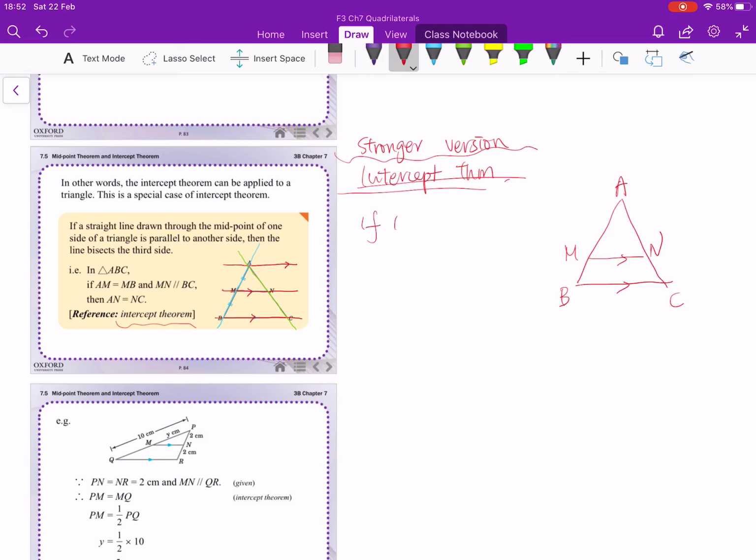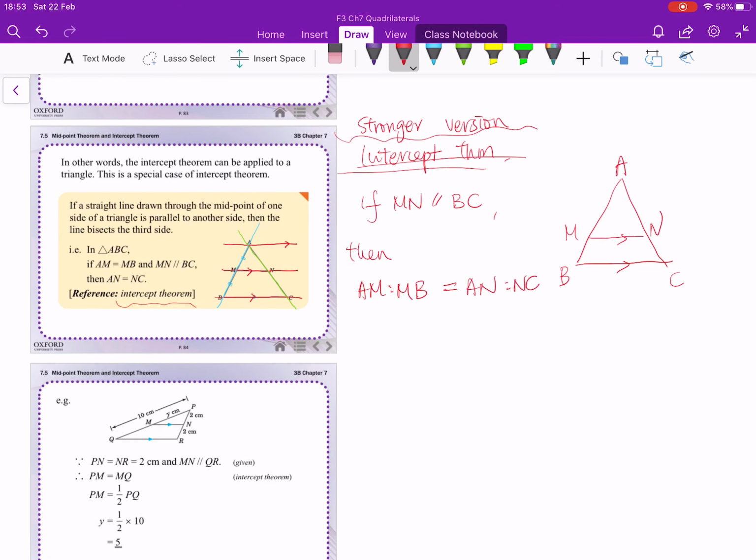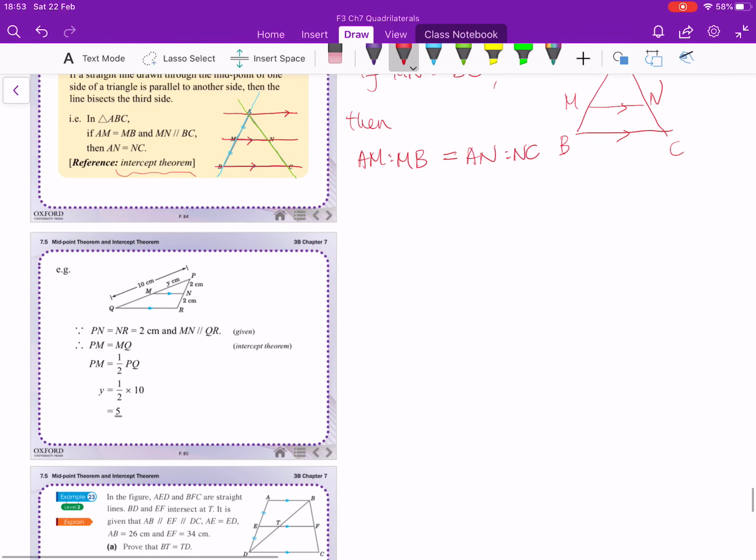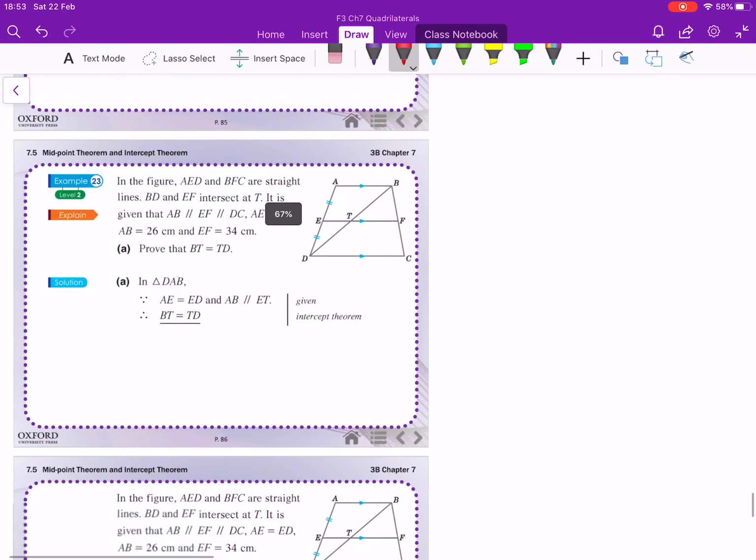Okay, if we know that MN is parallel to BC, then the ratio of the 2 sides of the triangle cut by MN means AM to MB should equal the ratio AN to NC. This is also called the Intercept theorem, just applied in particular to a triangle. So this is a stronger version. It uses a ratio instead of just equal. Equal means 1 to 1 only. So try to apply the stronger version in the following examples.